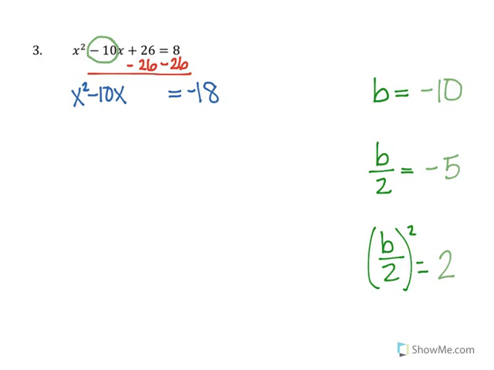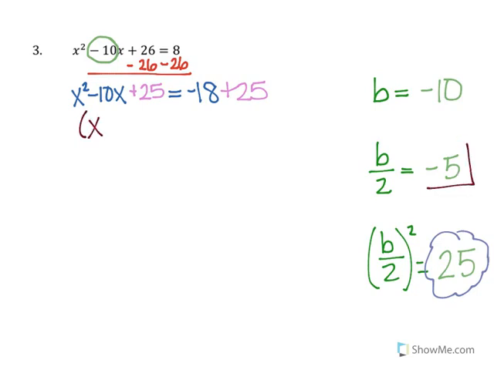with a positive 25. Now, of those three terms, you are going to use this 25, the b over 2 squared term, to add to both sides of the equation. So we have plus 25, plus 25, and then we are on to step 3, where we're going to factor the left side of the equation as x plus b over 2.